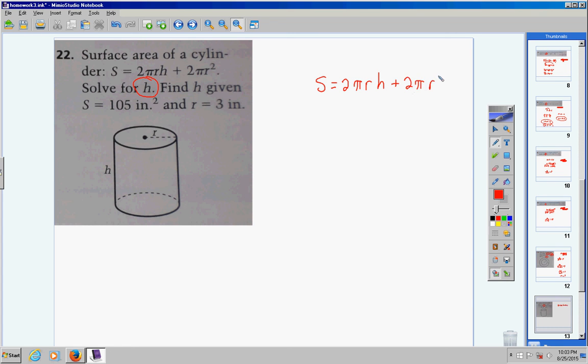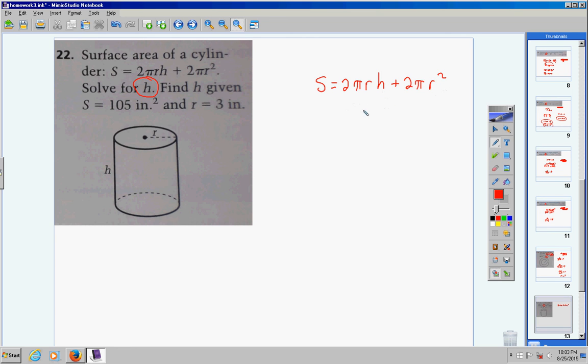These two terms over here are not identical. This is a pi r h term. This is a pi r squared term. Nothing I can do. And actually, pi is not a variable. I should not have said pi. Pi is a number. This is an r h term, and this is an r squared term.